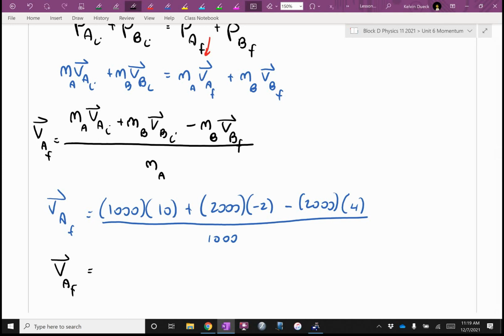I think I do this in my head. It's going to be 10,000. Take away 4,000. That's 6,000. Take away 8,000. That's negative 2. Do you get negative 2? So 2 meters per second to the left.